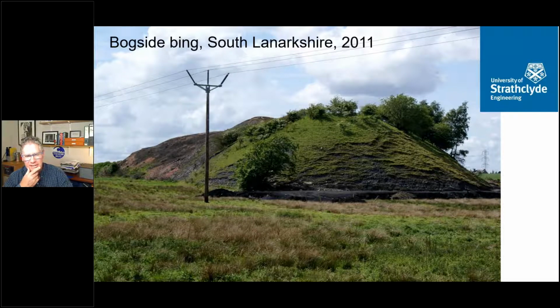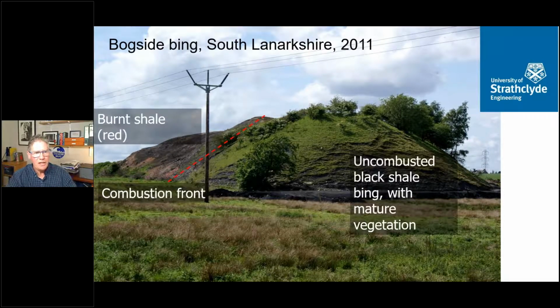What was interesting about this was that it had been in existence for about 80, 90 years. You can see that the vegetation has grown on top of the bing, some fairly large trees there, but a long time after the event it began to smoulder. You can see that red line shows the combustion front, and it did move from one end of the bing along the axis of the bing to the end, leaving this red burnt shale in its wake. But it was a great opportunity to investigate this, make some measurements, and document the processes at work.